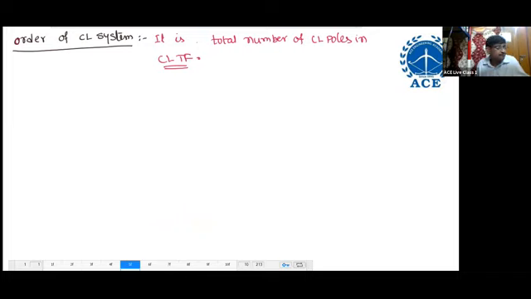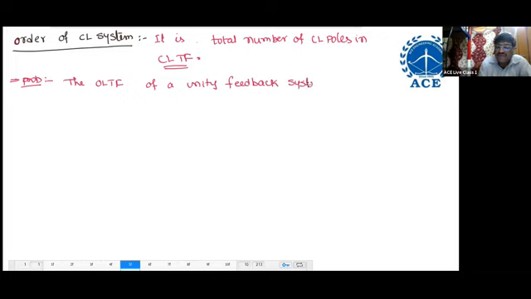Note down the question. The open loop transfer function of a unity feedback system is G of S equals (S plus 1) whole cube divided by S square. Find the type and order of the system.